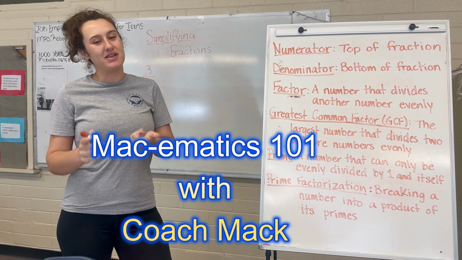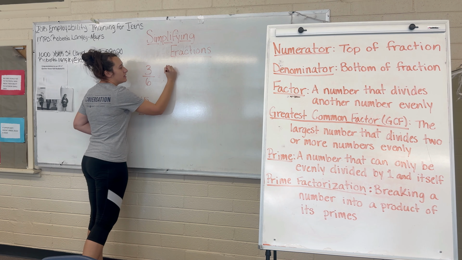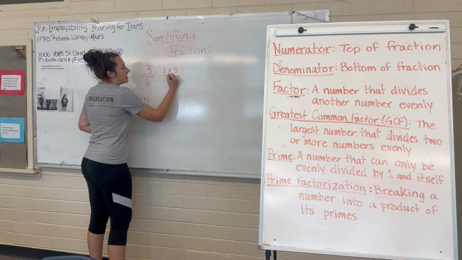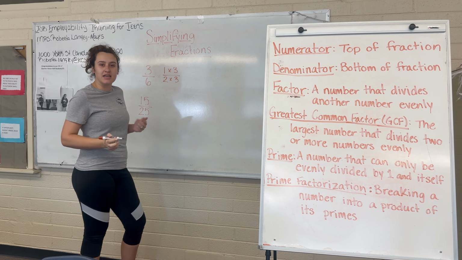We're also going to talk about factors. Factors are the numbers that divide another number evenly. Simply put, they're the numbers we have to multiply to get the bigger number. So let's start with some basic ones. 3 over 6. We can easily see that 3 is 1 times 3. I want to see if there's another factor of 3 that I can get with 6. I can take 2, multiply that by 3, and I'm going to get 6.